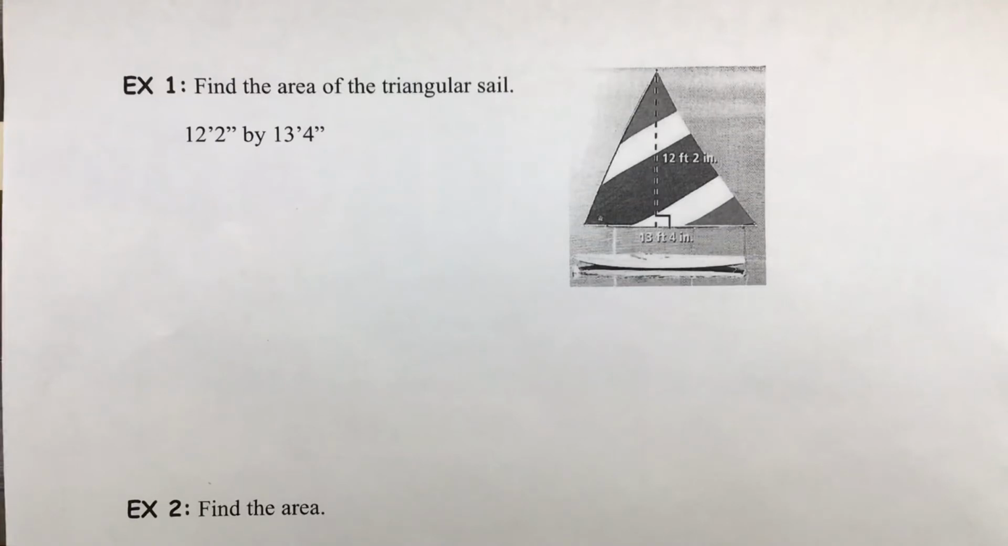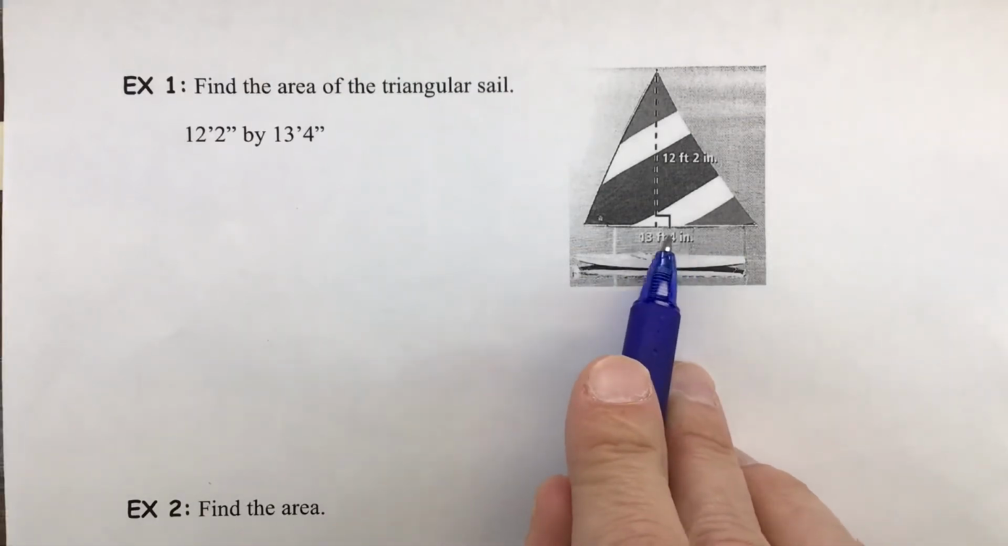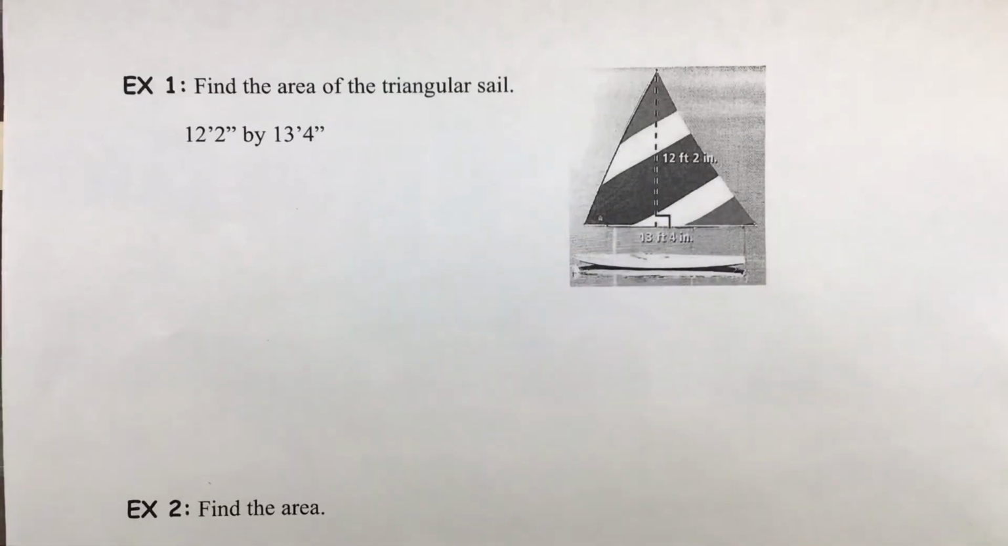All right, for example 1, we're asked to find the area of a triangular sail. The good news here is you are provided the base and the height. The base is 13 feet 4 inches. The height is going to be 12 feet 2 inches. So the unfortunate part is that you're working in 2 units, that you have feet and you also have inches.